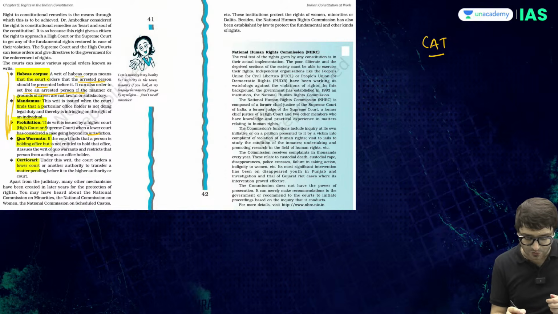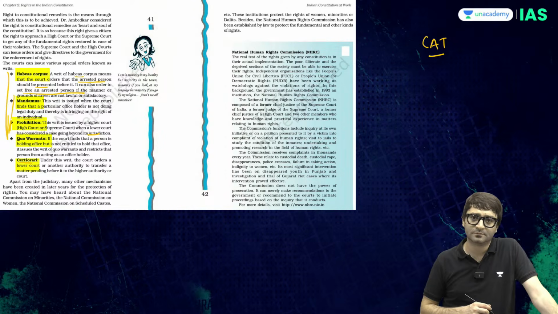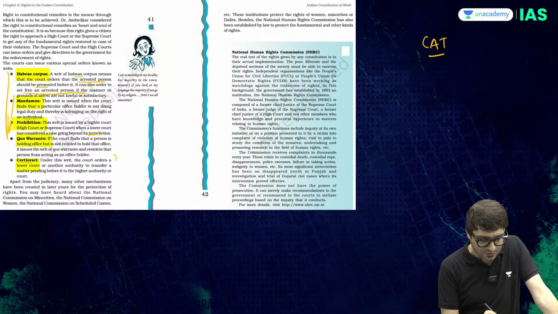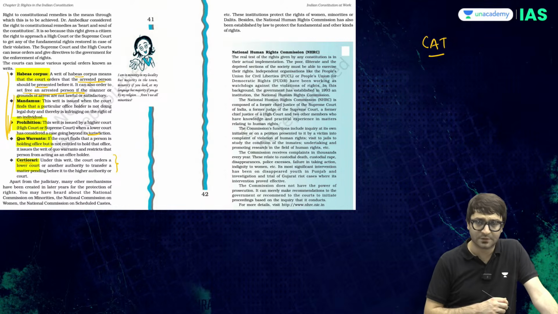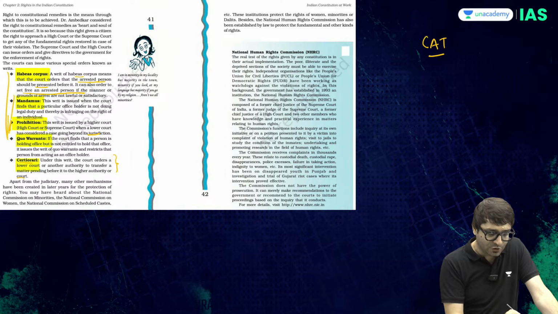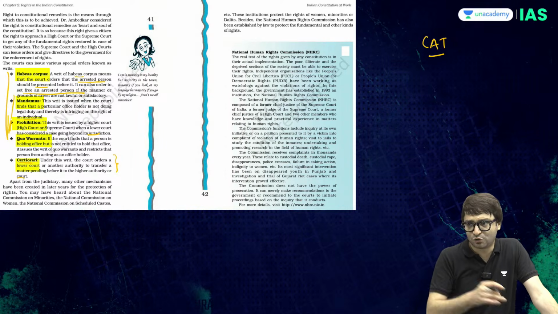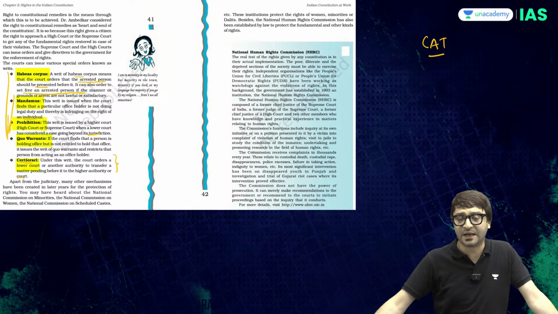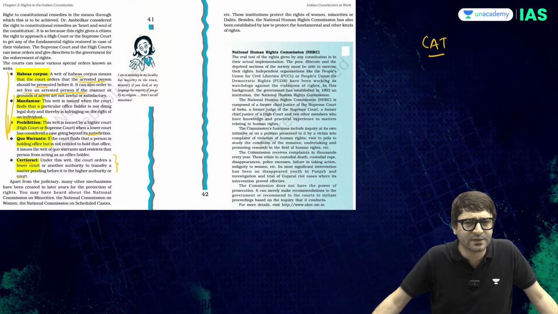Then there is something called certiorari. In this case, what will happen? The court will order a lower court that you transfer this matter which is pending before you to a higher authority, because you seem to have violated the rights. Sir, can you give an example?